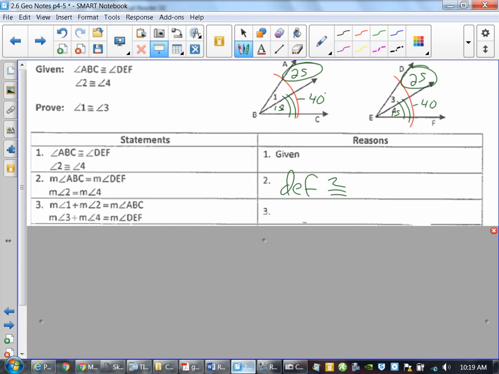Number 3, I'm thinking of a different problem. Never mind. In 3, they're doing 2 parts within it. They're saying that 2 smaller angles equal a larger by showing that 1 plus 2 is ABC. By showing 3 plus 4 is DEF. What property tells you that 2 smaller angles add together equals a larger? Angle addition tells you that. Angle plus angle equals larger angle. That's what that shows.